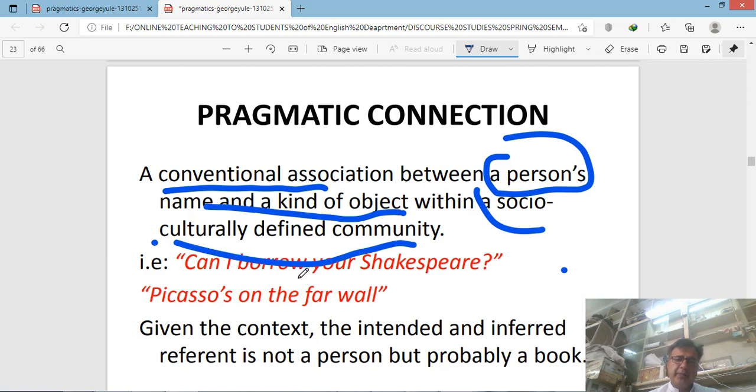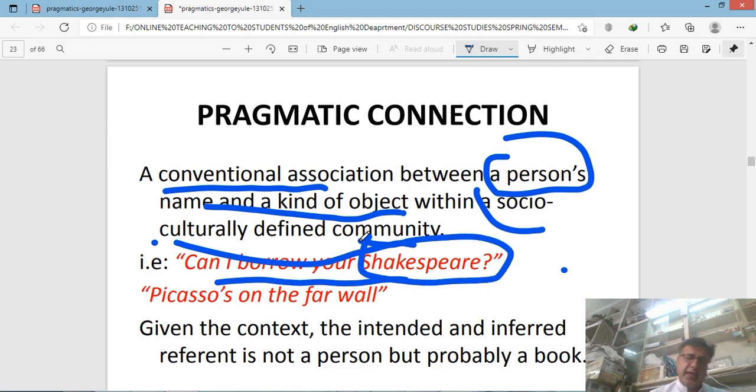For example, if somebody says, "Can I borrow your Shakespeare?" Shakespeare is one of the famous English poets and playwrights, a universal poet and writer indeed. But if you look at this immediate context, it means, can I borrow your book of Shakespeare, or Shakespeare's books, or anything related to Shakespeare, which is the name of a book. So you can take it there.